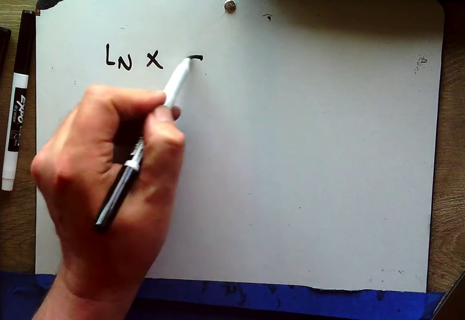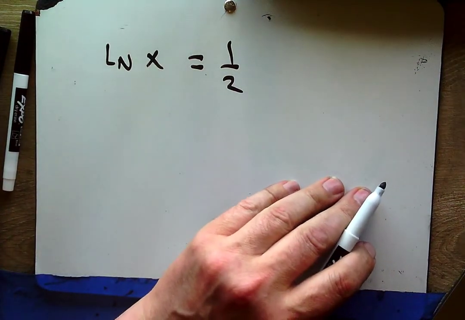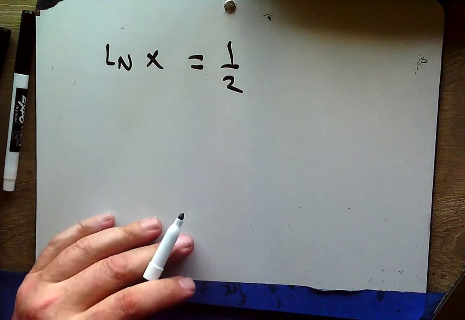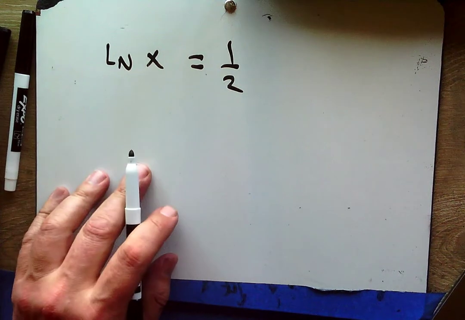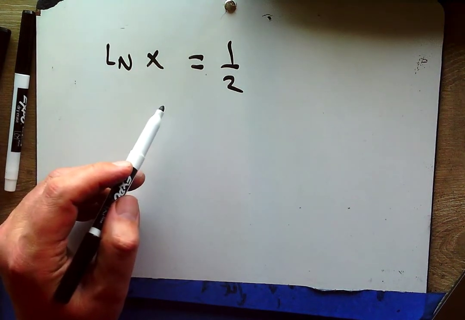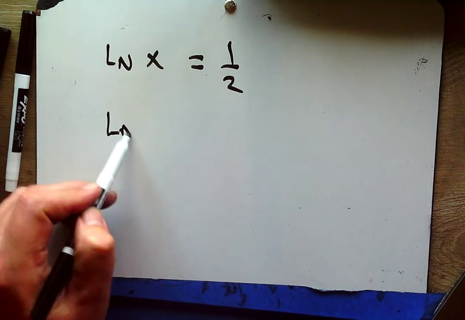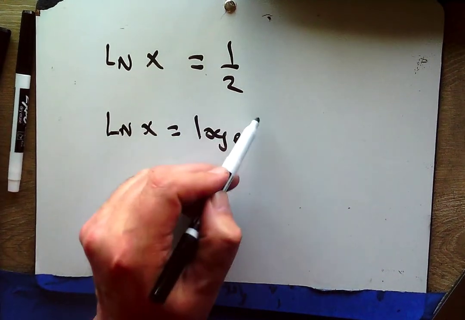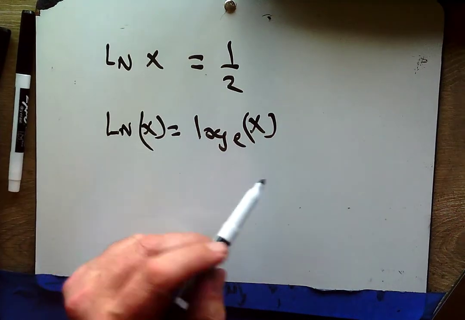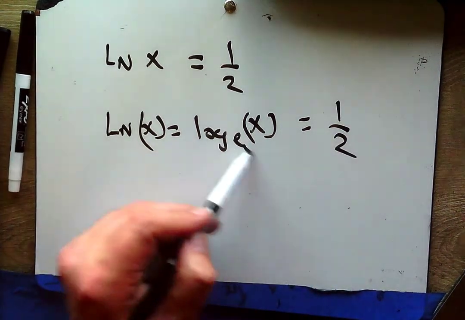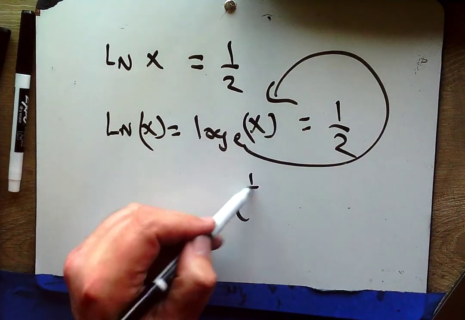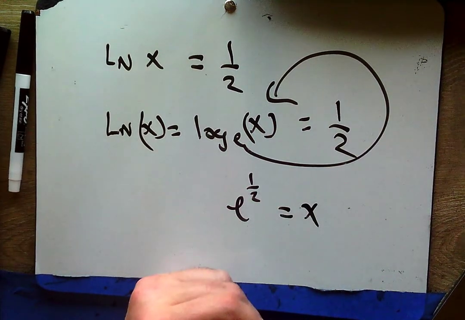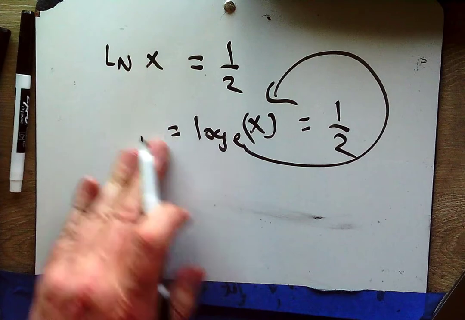Okay, so will you do this one then? ln of x equals 1/2. Please solve that equation for x. So, did you scorpion tail it? Did you exponentiate? Did you remember that ln is the same as log base e? So when I see this, if I exponentiate, e is my base, power, answer.